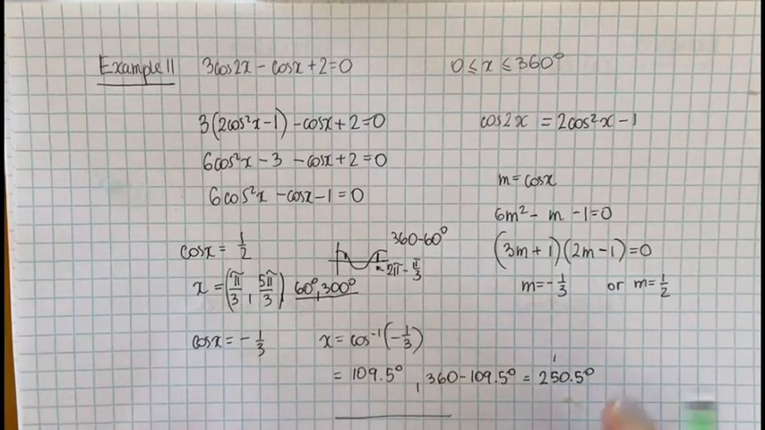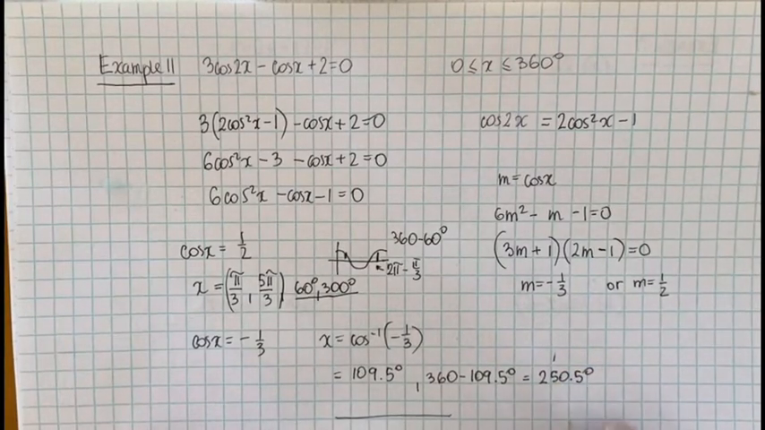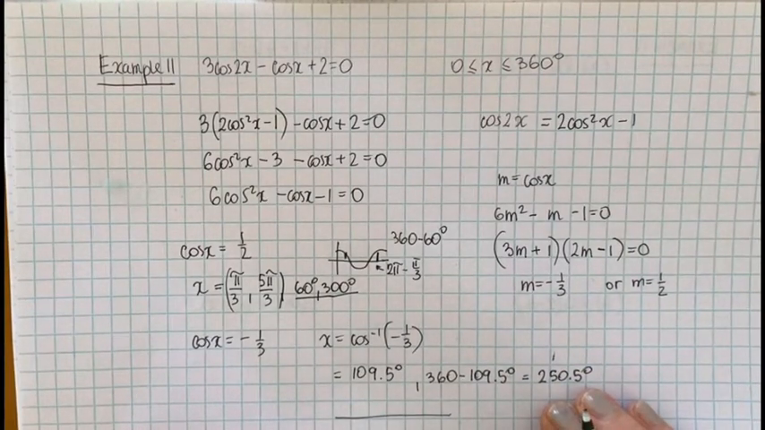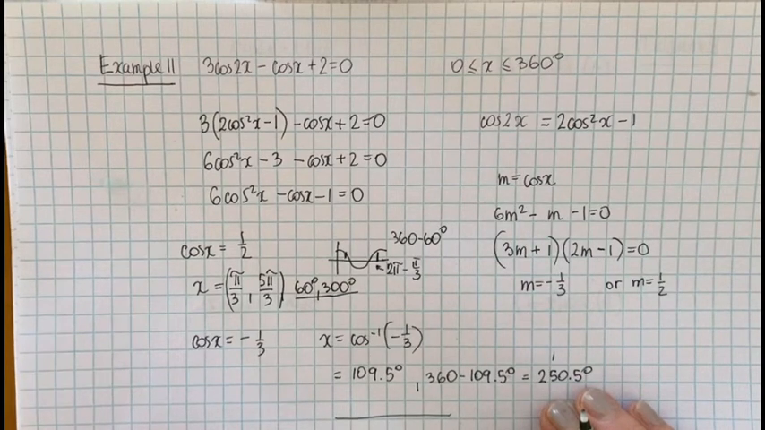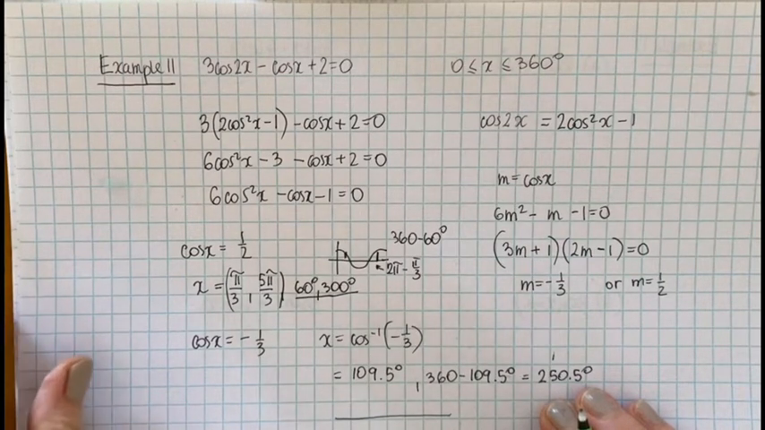The question asks you to give the answers to 1 decimal place. No, it didn't. So I guess you could have given the answers to 3 significant figures, and that should be fine as well.